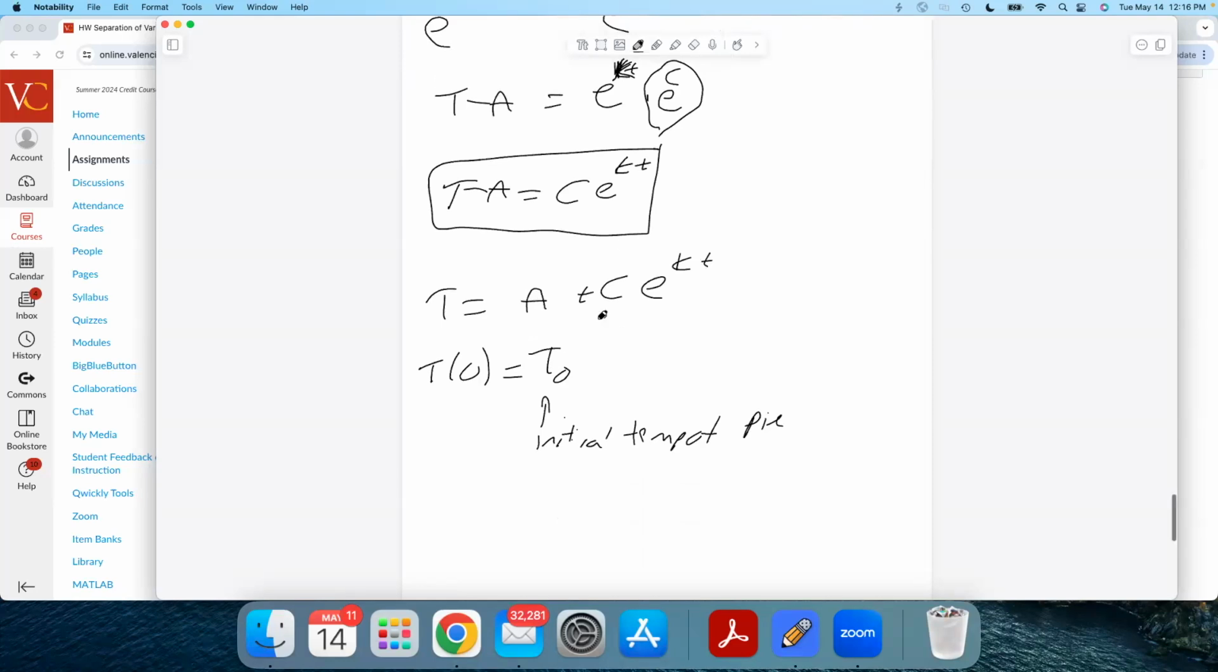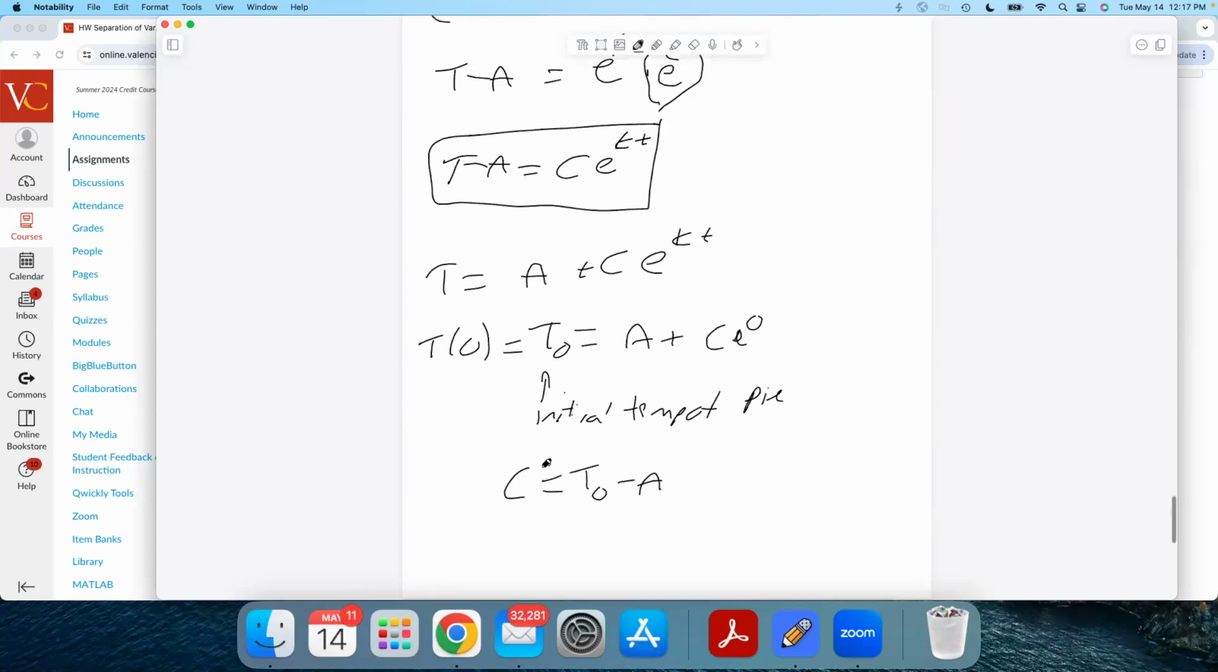So what is T of 0? If I plug 0 into the function, that will be A plus C times e to the 0. E to the 0 is 1, so I can solve for C. That's what I'm trying to do. When you're solving an initial value problem, you're trying to solve for your C. So we get C equals T naught minus A. That's what C is. It's your initial difference in temperature.